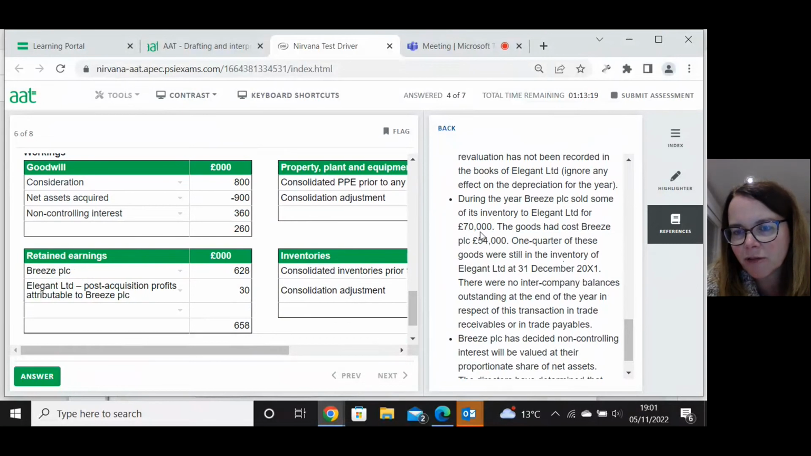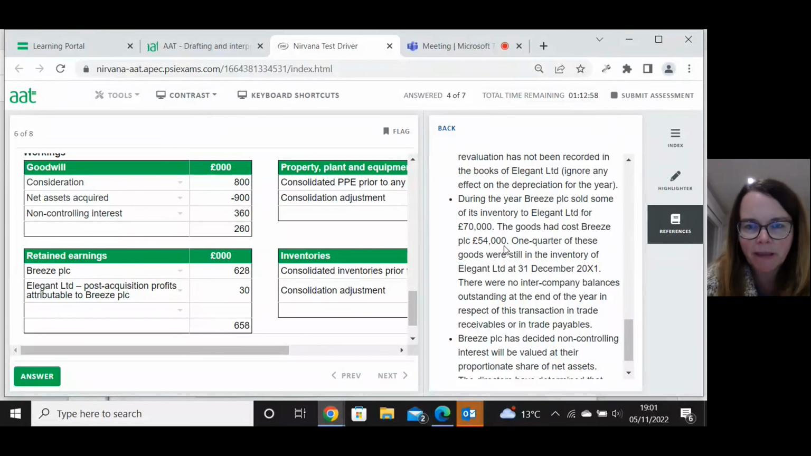That is the pretend profit in the group from this transaction. However, only 1/4 of these goods are still in inventory at the end of the year. So that means 1/4 of 16, which is 4, is my PUP, my provision for unrealized profit.